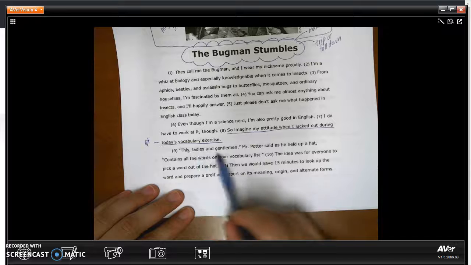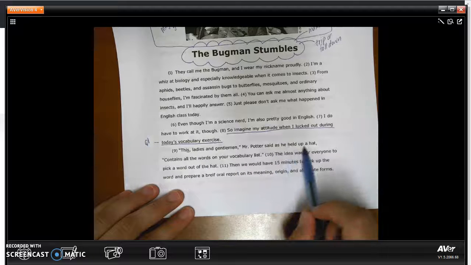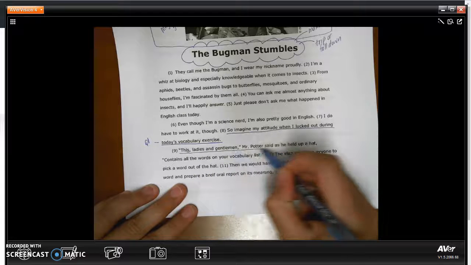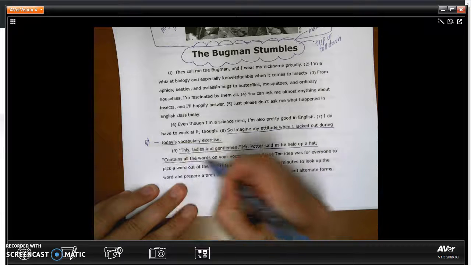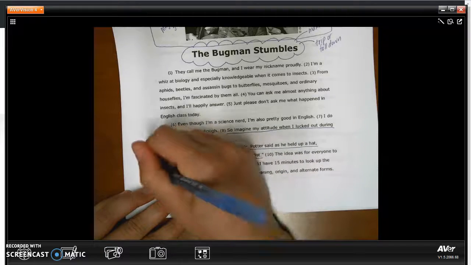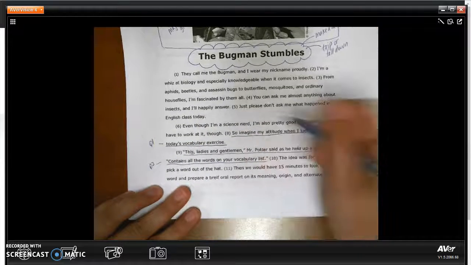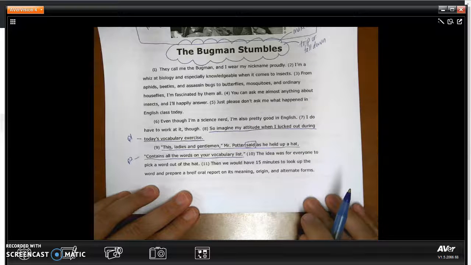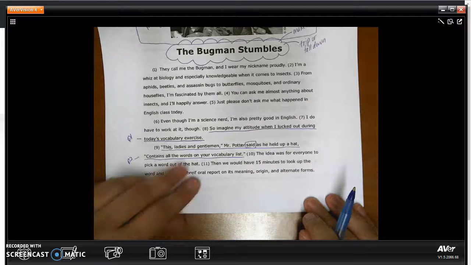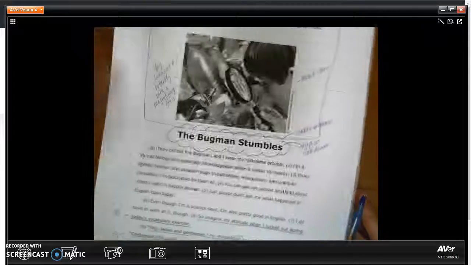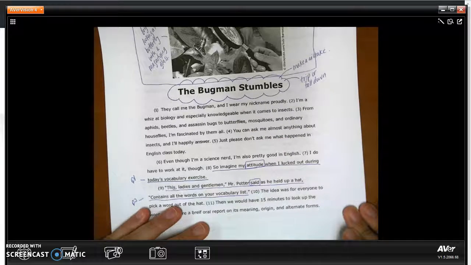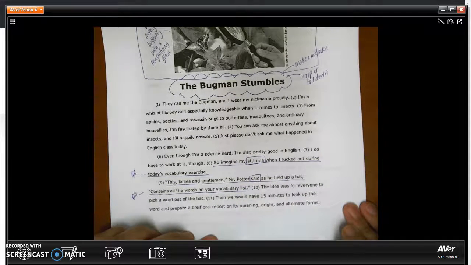"This, ladies and gentlemen," Mr. Potter said as he held up a hat, "contains all the words on your vocabulary list." So I'm going to underline that sentence, and I'm going to put a question 2 next to it. And I'm going to box in the word said, because that's specifically the word that they're talking about. And if I go back to question 1, they were talking about attitude. I'm going to box that word in too, just so I don't forget that that's the word I'm going to pay extra attention to.